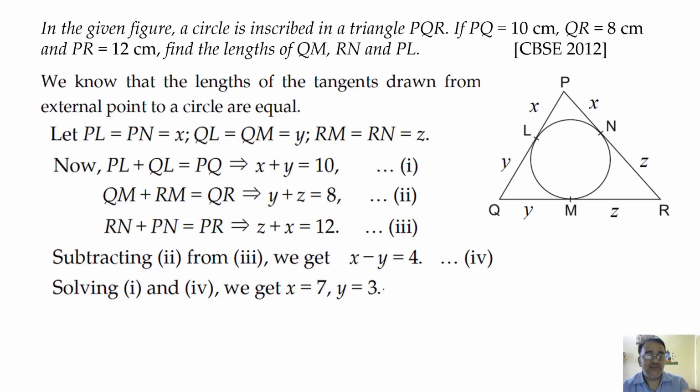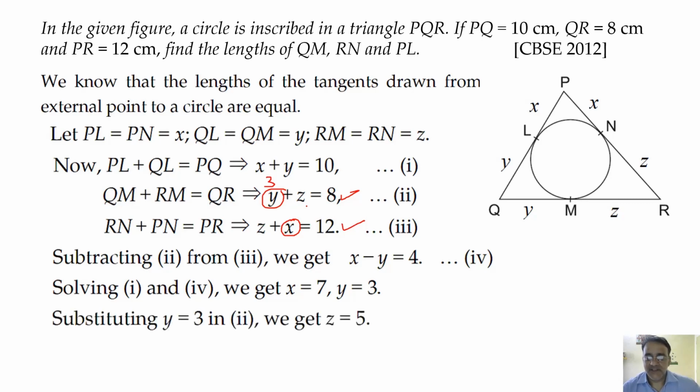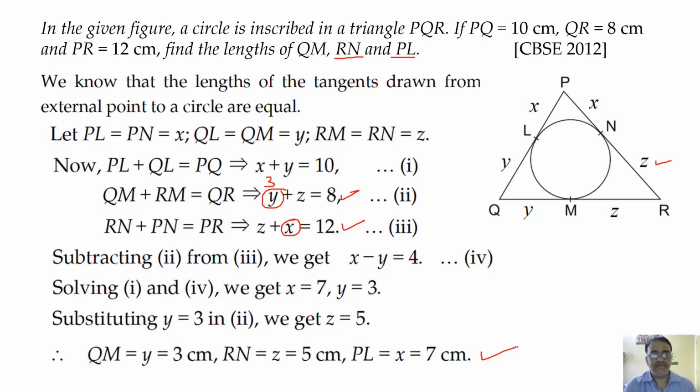अब हम लोग को z निकालना है. तो z निकालने के लिए इसमें सब्स्टिट्यूट कर सकते हो y, and you can take this equation by substituting x is equal to 7. Right? So I am substituting here 3. So what is the value of z? 5. Very good. So हम लोग को निकालना था सबसे पहले QM. QM is y. So QM is equal to 3 centimeter and RN is z is equal to 5 centimeter and PL is equal to x, that is 7 centimeter. Any doubt in this question? No, sir. Okay, fine, very good.